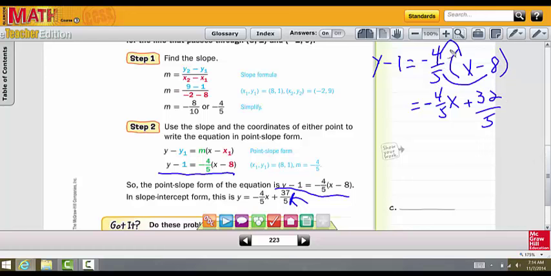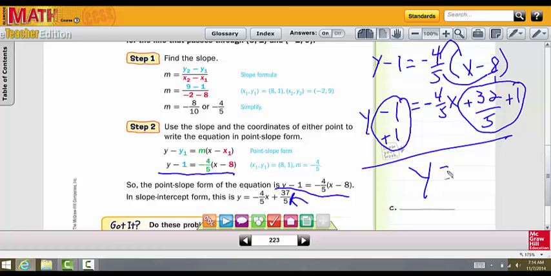So understand, we're multiplying fractions. This would be like 8 over 1. 4 times 8 is 32. 5 times 1 is 5. And now we're back here at y minus 1. So the obvious next step is to add 1 to both sides. So if we add 1, we're going to add it to the constant here.